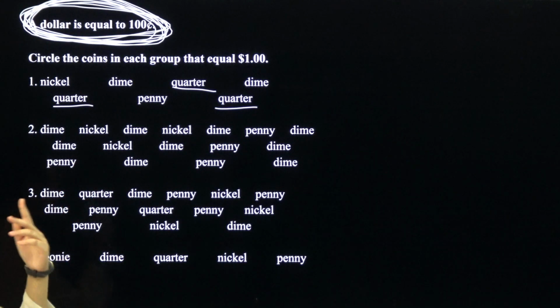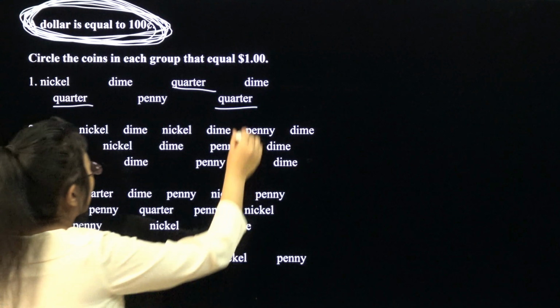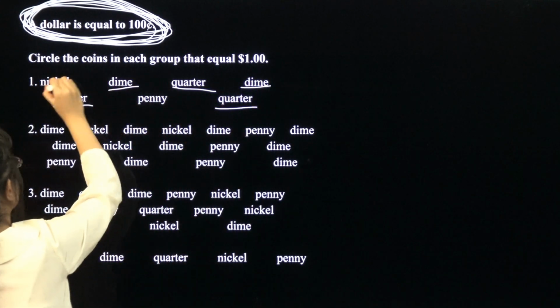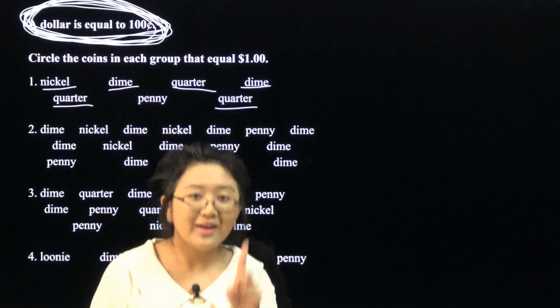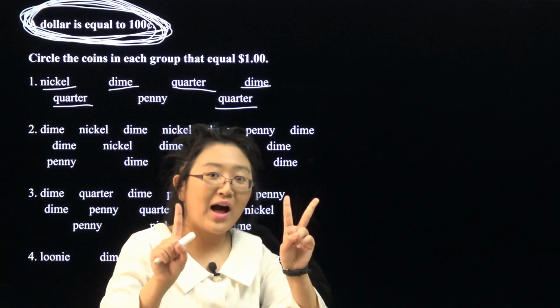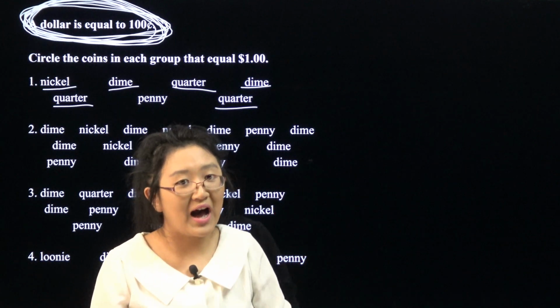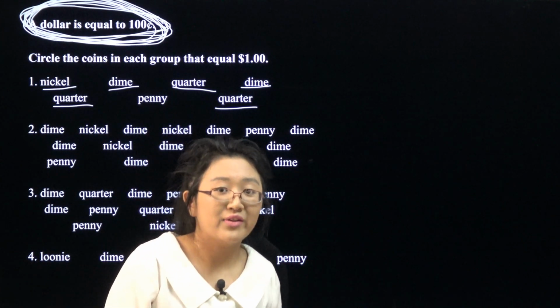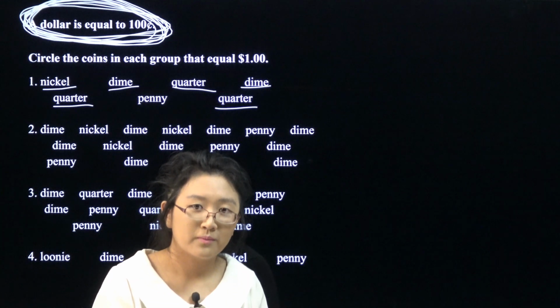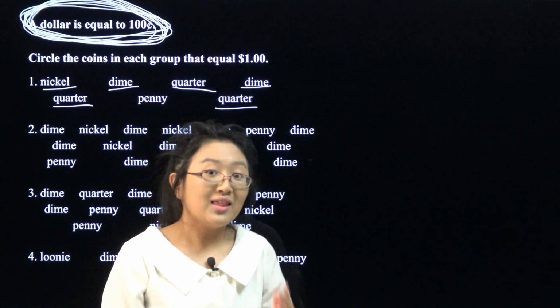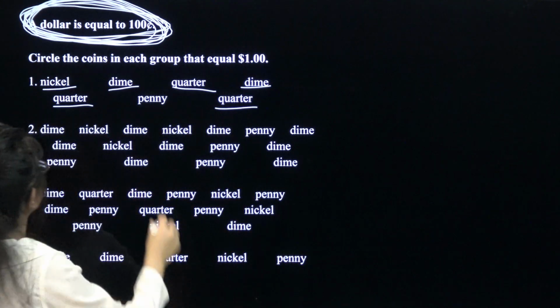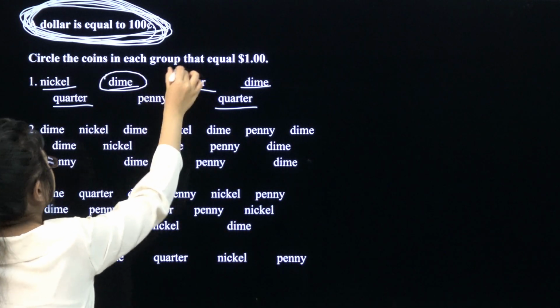Well, we have 3 quarters only, but we have 2 dimes and a nickel. 2 dimes and a nickel is 10, 20, and a 5. And that's 25. What does 25 cents also equal to? 1 quarter. So that's 4 quarters, technically. Let's circle these coins.